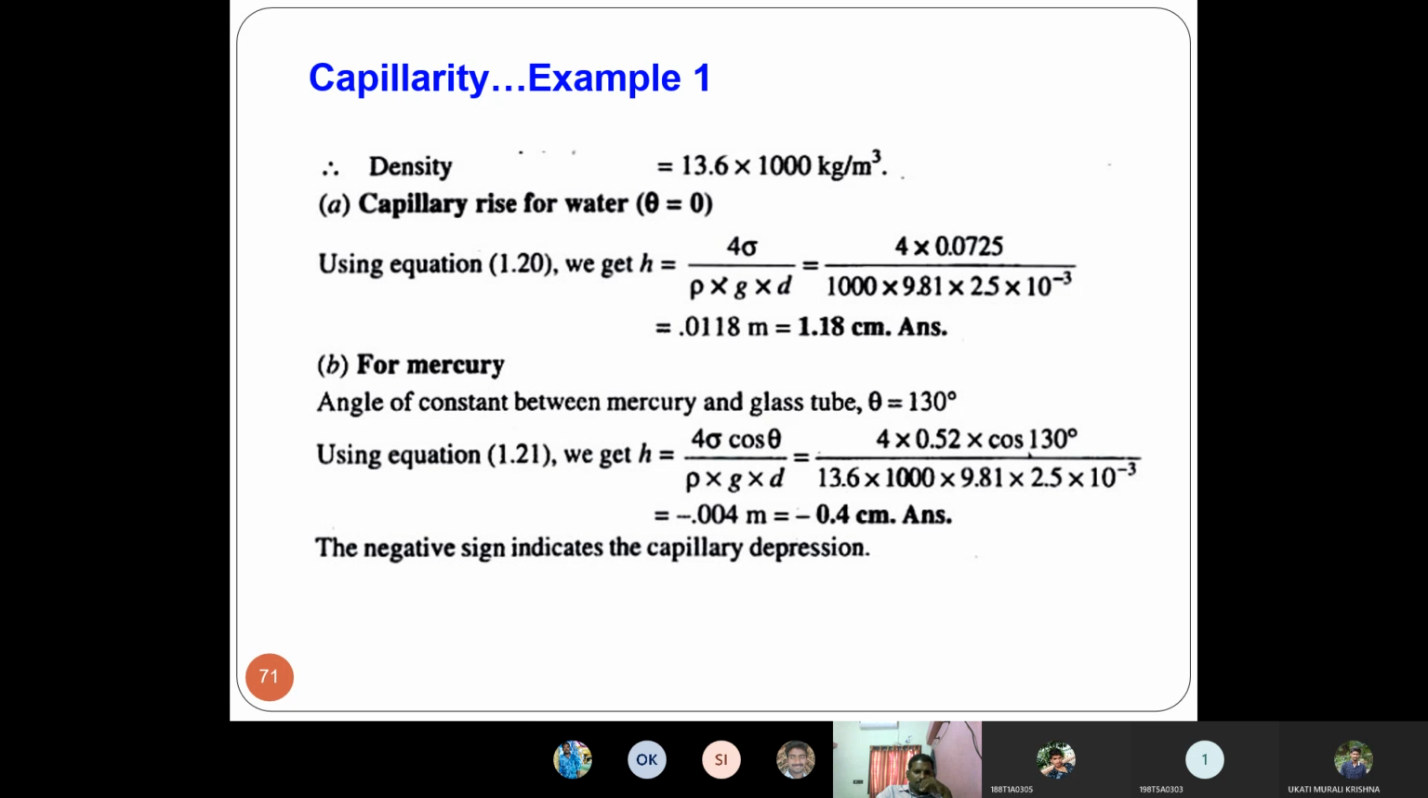So now here we are getting a minus value. How did this minus value come? Because of the cos angle. Cos 130, the cos value in the second quadrant, is negative. That is why we are getting a minus value. So indirectly, what is it indicating? This is an indication of capillary fall or capillary depression. That is the thing. The negative sign indicates the capillary depression.